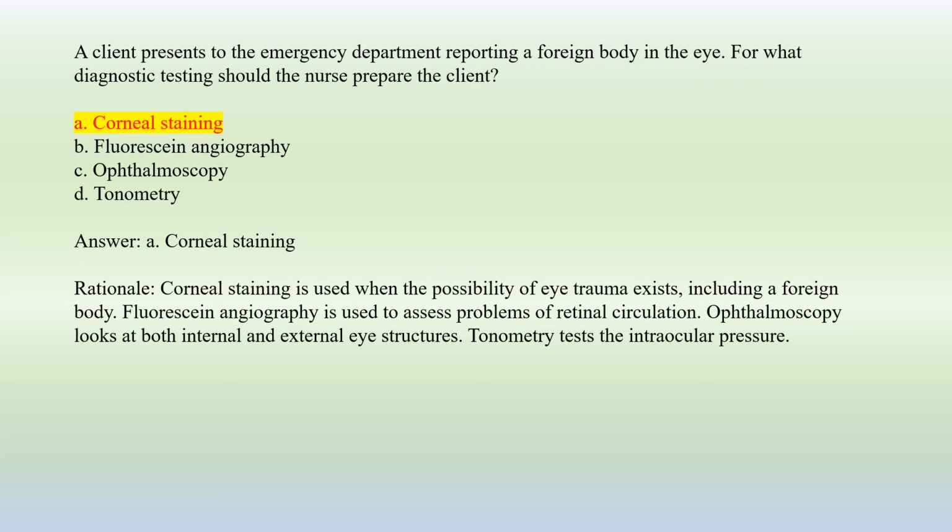Answer. A. Corneal staining. Rationale. Corneal staining is used when the possibility of eye trauma exists, including a foreign body. Fluorescein angiography is used to assess problems of retinal circulation. Ophthalmoscopy looks at both internal and external eye structures. Tonometry tests the intraocular pressure.